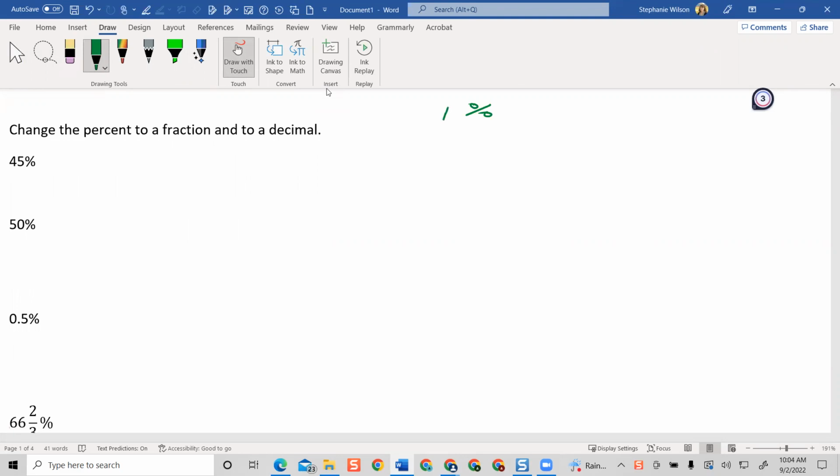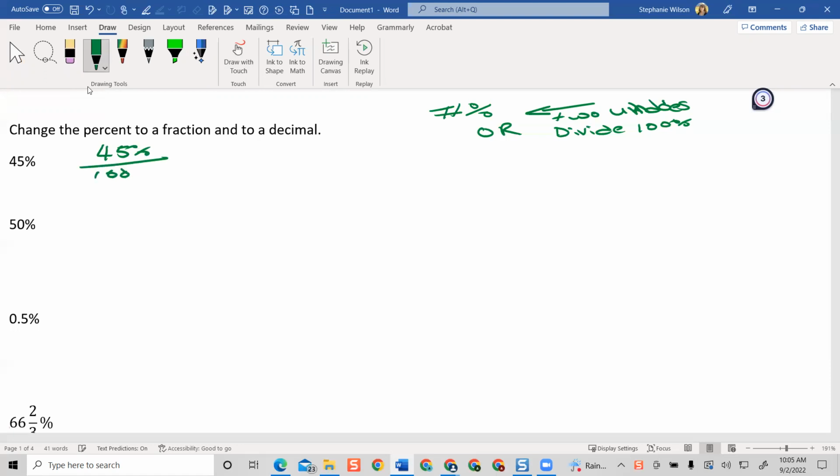So if it's in percent form, we can move the decimal to the left 2 places, and it undoes the percent. Or we just divide by 100%. So we're going to take this 45% and we're going to divide by 100%. What happens is these percents reduce and leaves me with just 1 times that 45, 1 times that 100.